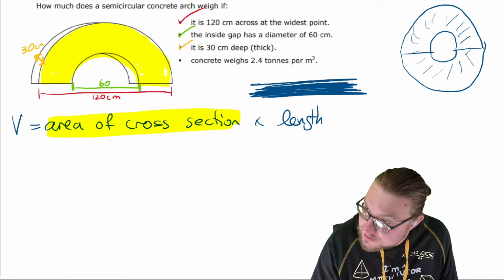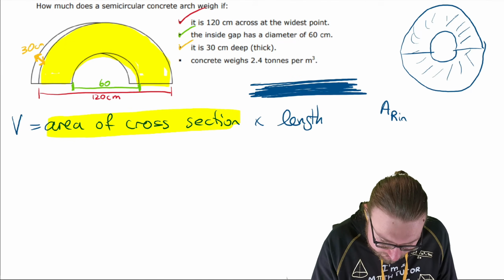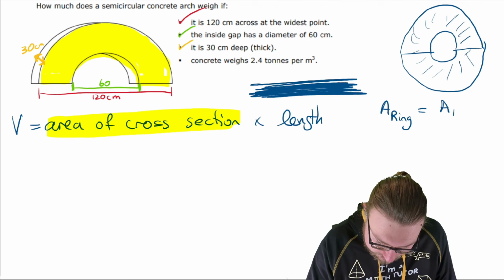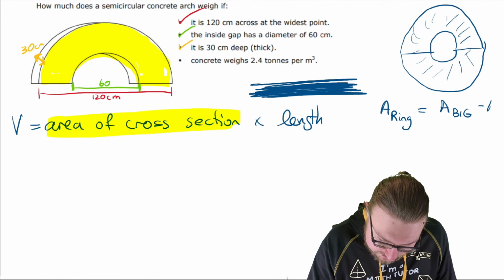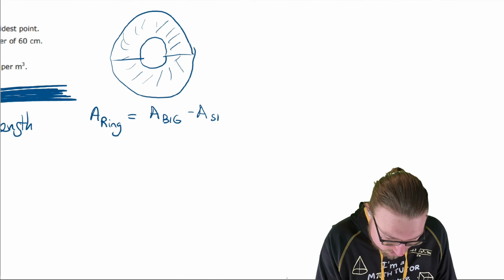So let's write this over here. Hopefully we have enough space. The area of the ring. So how do we do that? That's the area of the big circle minus the area of a small circle.